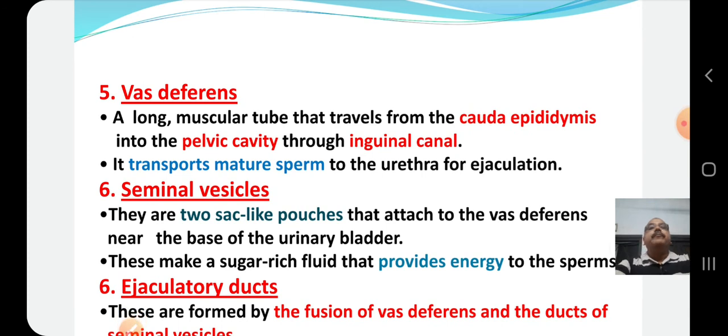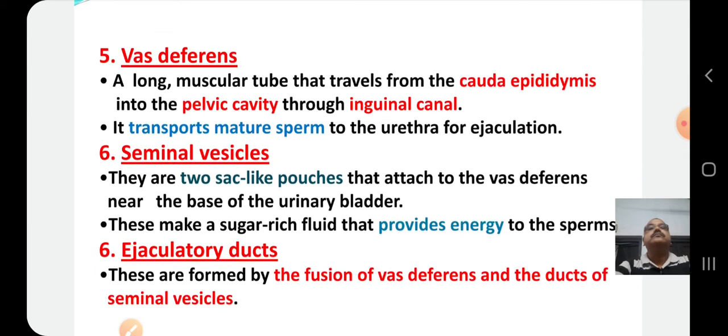Friends, a long muscular tube that travels from the cauda epididymis into the pelvic cavity through the inguinal canal is called the vas deferens. We have seen the vas deferens in the figure. It transports mature sperm to the urethra for ejaculation.